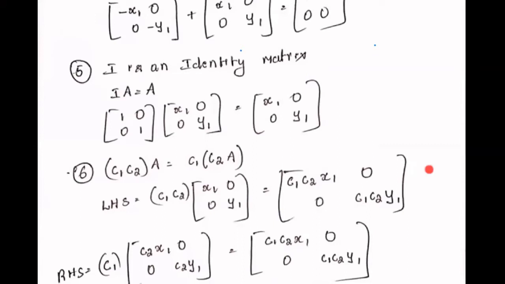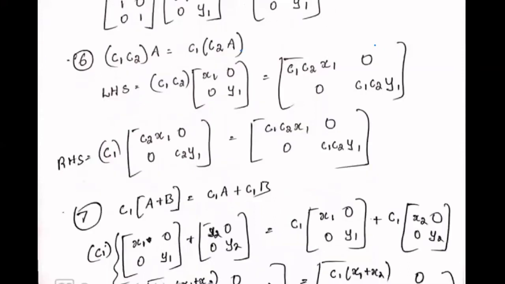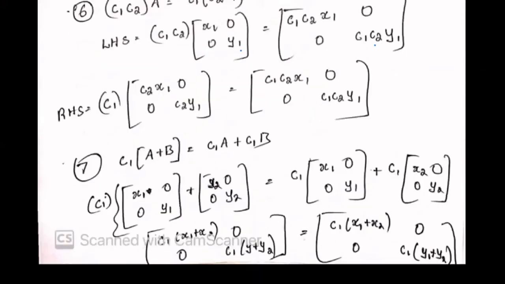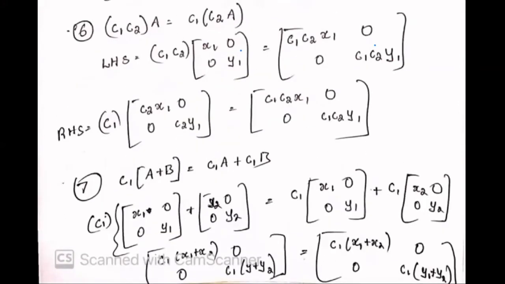And next, the sixth case is this. You are considering two constants. The actual formula is this: c1 c2 into x is equal to c1 times c2 into x, right? So let's consider the LHS. c1 c2 into a, where a is x1 0 0 y1. So after multiplication, what you get is c1 c2 x1 0 0 c1 c2 y1, right? So we multiplied, this is the LHS, okay? So next part is the RHS.